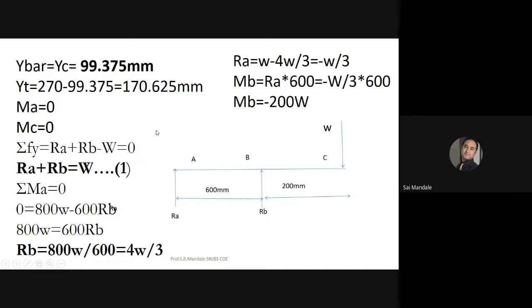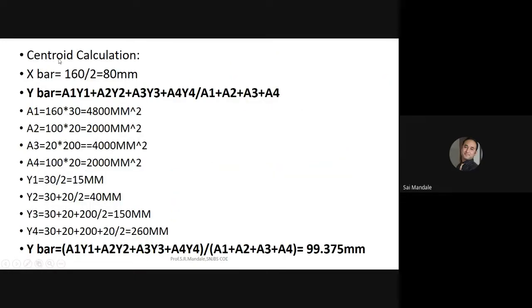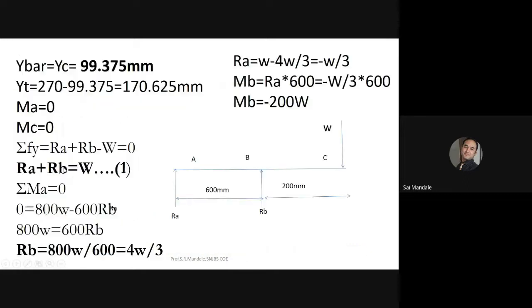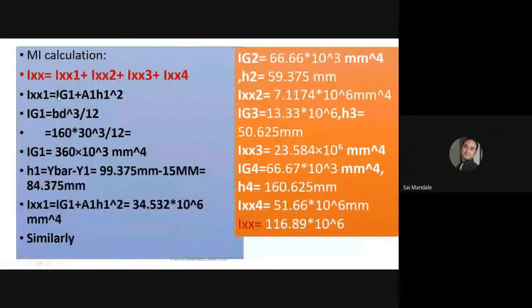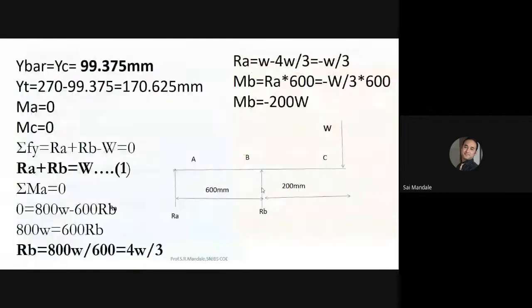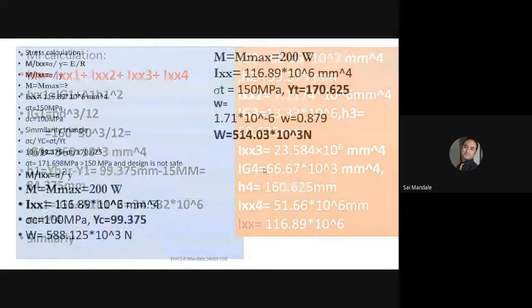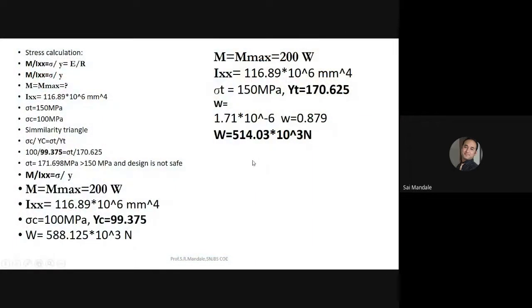We have what we have calculated till now. In the first case, we calculated the centroid, that is X bar and Y bar, the location of the centroid. In the second case, we identified the moment of inertia. In the third case, we identified the values of RA, RB and the moment acting at point B. Now, moving onwards to the stress calculation.